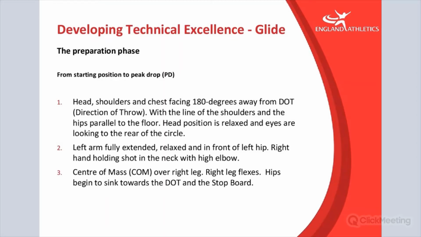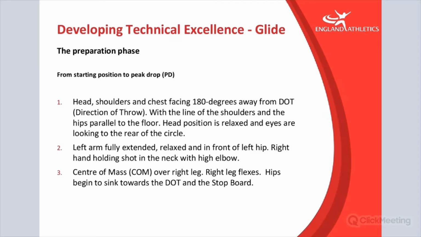So when we looked at that, what we were looking to see are head, shoulders, and chest facing 180 degrees away from the direction of the throw. The line of the shoulders and the hips parallel to the floor, essentially to give us a nice parallel and linear drive phase out the back. The head position is relaxed, eyes are looking to the rear of the circle. So why do we say eyes looking to the rear of the circle, not directly under them? Generally to provide a nice straight back and a nice straight thoracic position when you're coming out the back of the circle.